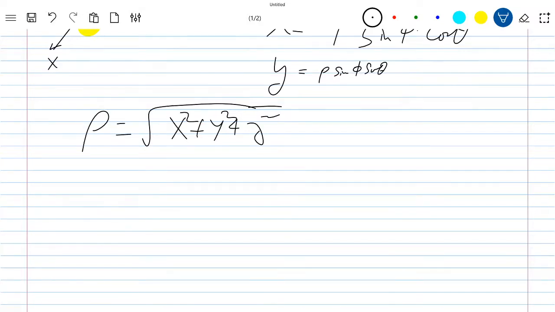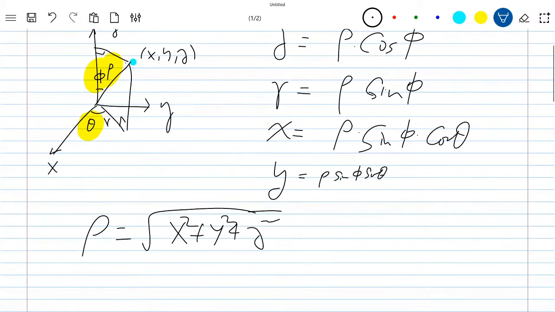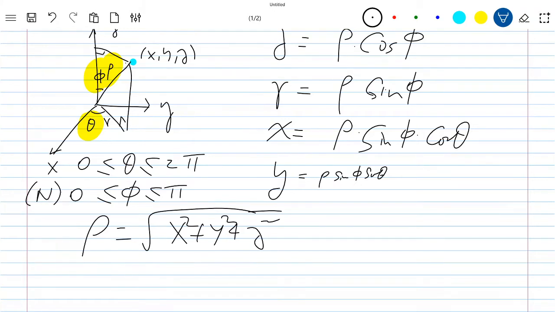Before that, there is a range for theta. We know it's between 0 and 2 pi. And there is also a range for phi. Phi is always between 0 and pi. And 0 means north pole, and pi means going all the way around, so it's the south pole. Right?